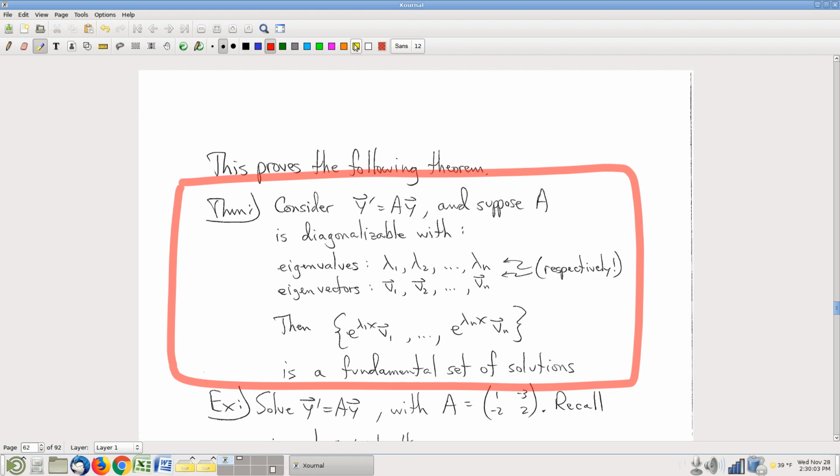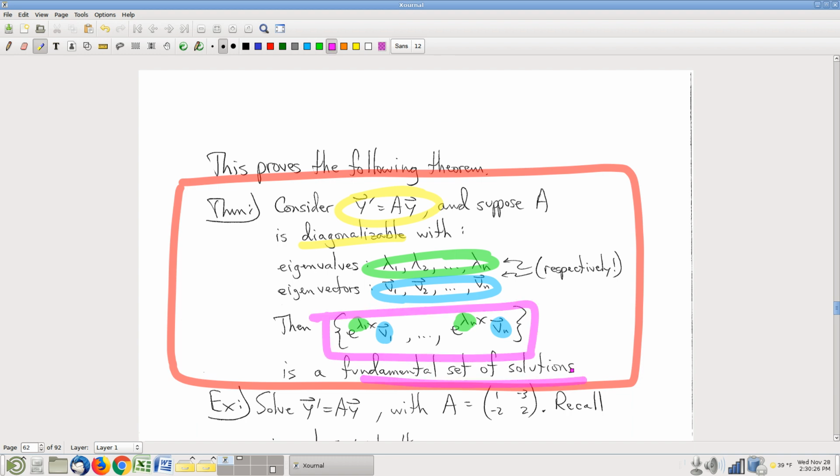So really nice result. If your matrix is diagonalizable, that matrix has eigenvalues and eigenvectors. Put your eigenvalues there. Put your eigenvectors there. And that's your fundamental set of solutions. Now, I've shown you two things. On the one hand, I've shown you this theorem that you can just plug into. I've also shown you the diagonalization argument that proves this theorem. And I want to emphasize, both are important.